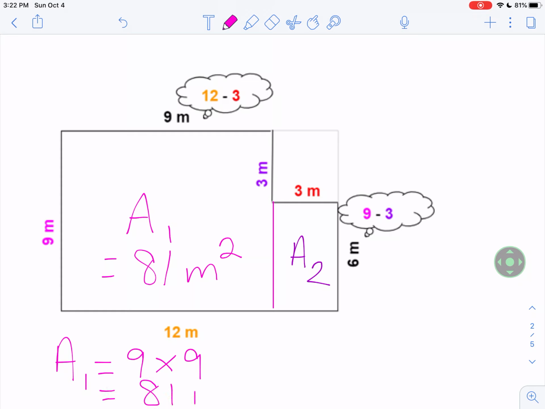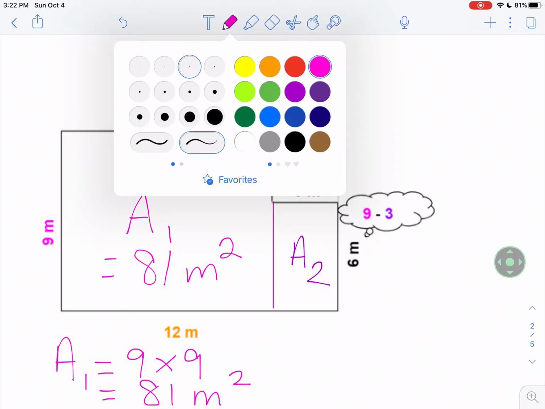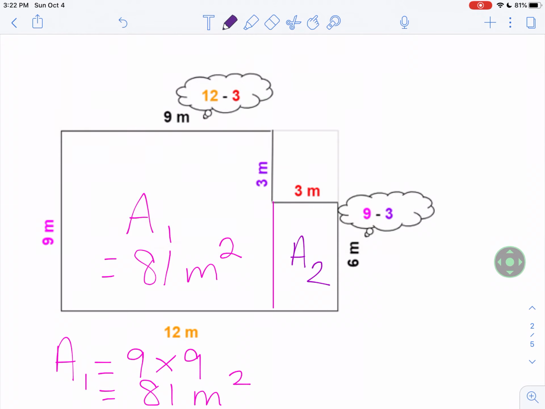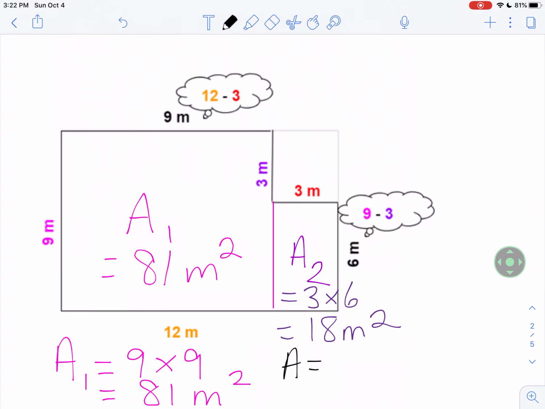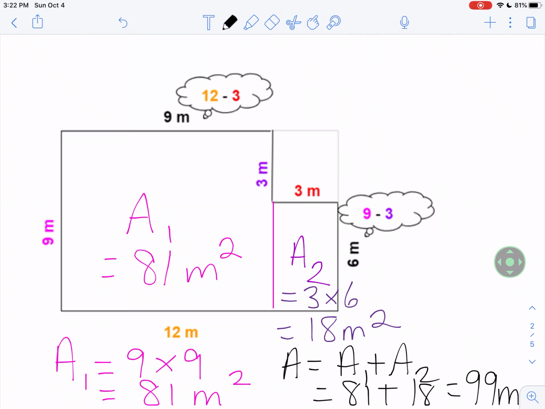And then we need to find area 2. Area 2 is 3 times 6, which is 18 meters squared. And for our total area, we just add area 1 and area 2 together. So 81 plus 18 gives us 99 meters squared as the total area. So that's how we find the area of a composite shape, by adding.